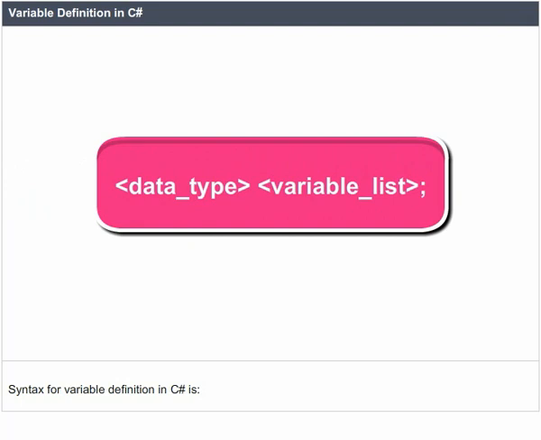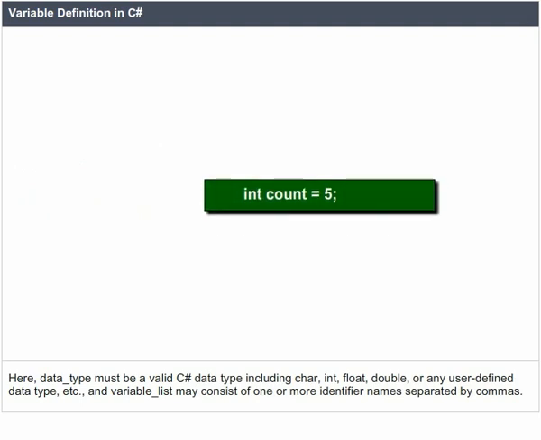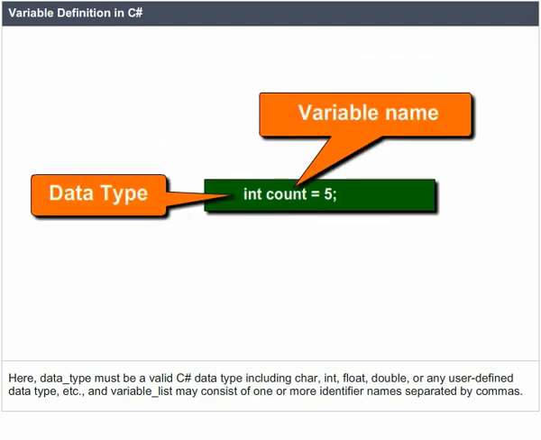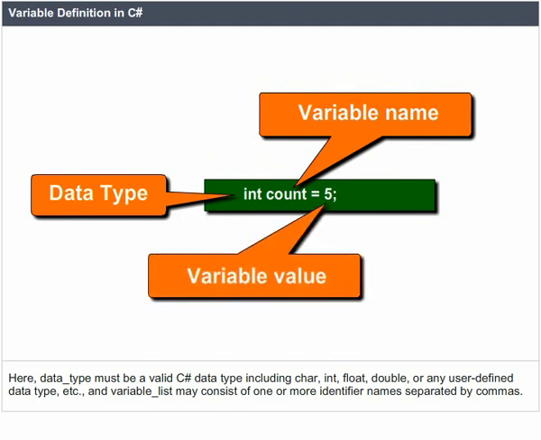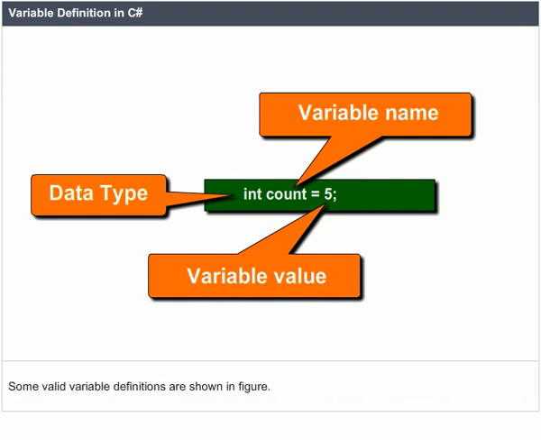Variable definition in C#. Syntax for variable definition in C# is as shown. Here, data type must be a valid C# data type including char, int, float, double, or any user-defined data type, and variable list may consist of one or more identifier names separated by commas. Some valid variable definitions are shown in the figure.